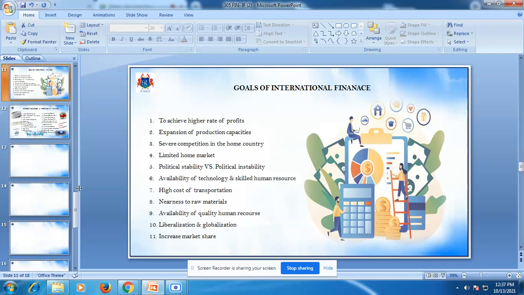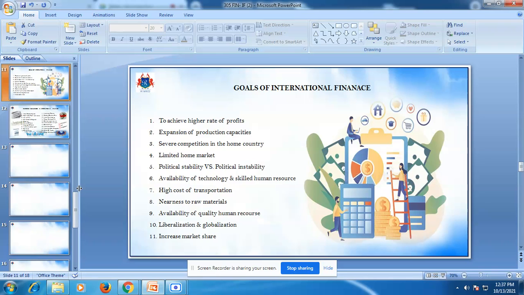We will move to the next part. The next part is goals of international finance. There are various goals of international finance. The first goal is to achieve a higher rate of profits. International companies search for foreign markets that hold promise for a higher rate of profits. Thus, the profit objective motivates the business to expand its operations to foreign countries.